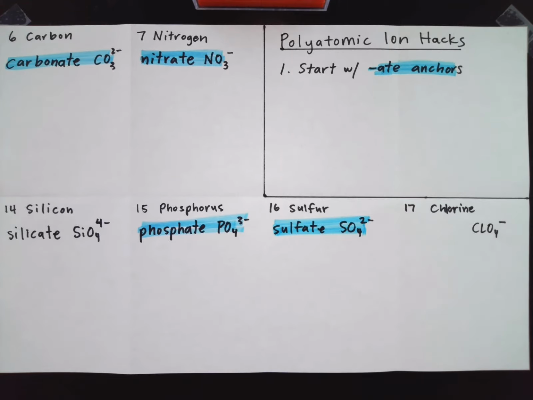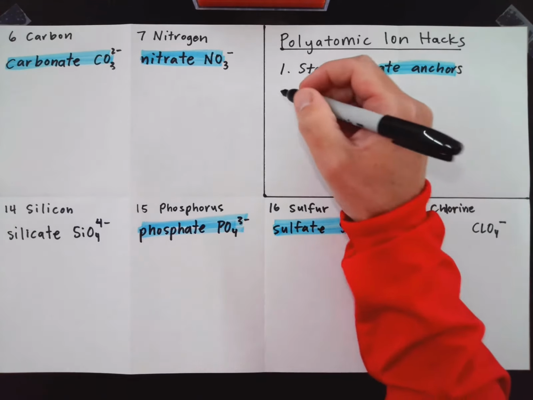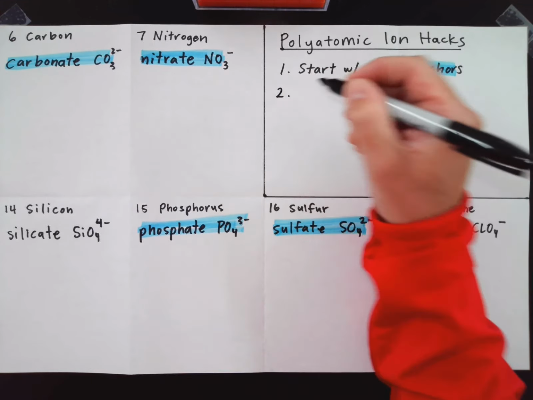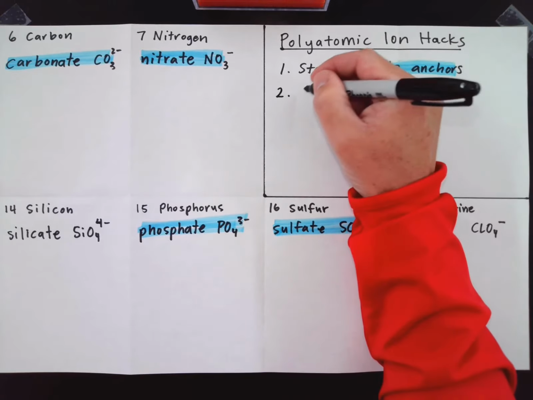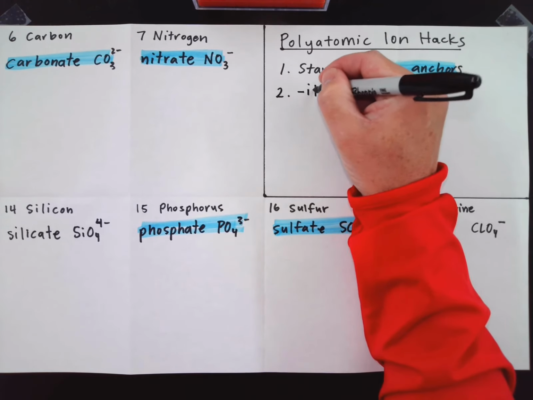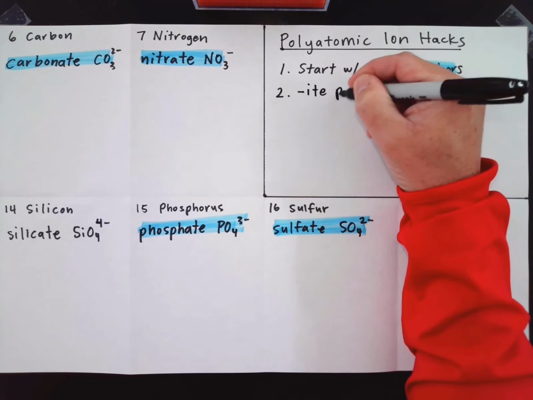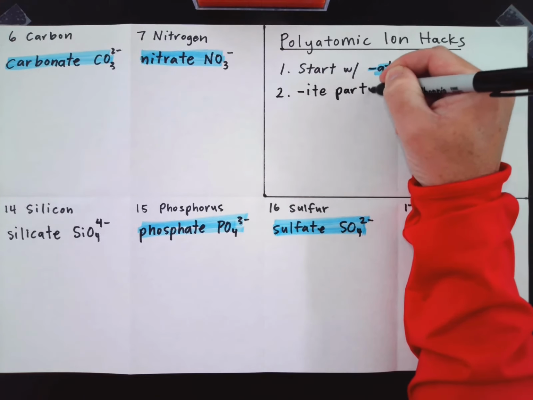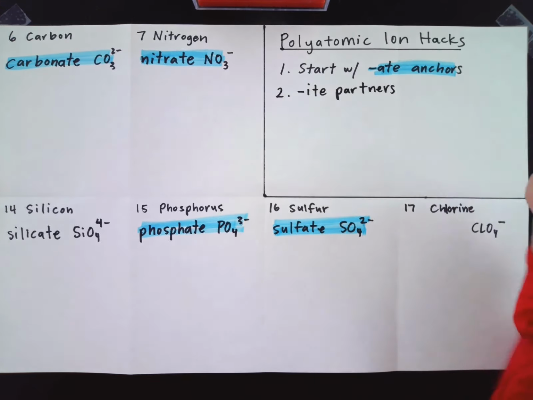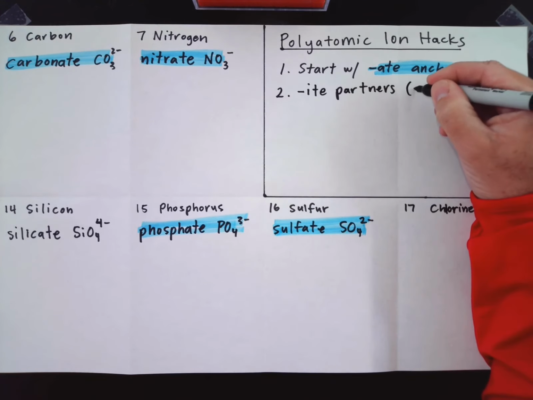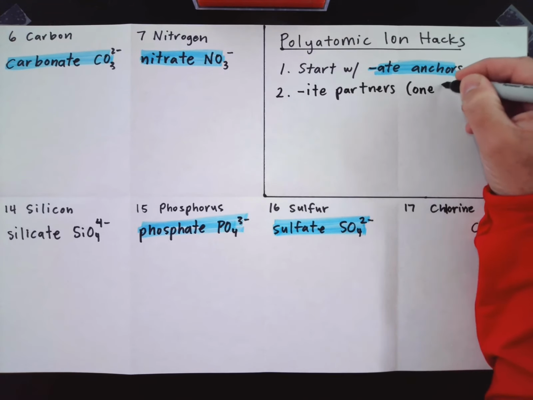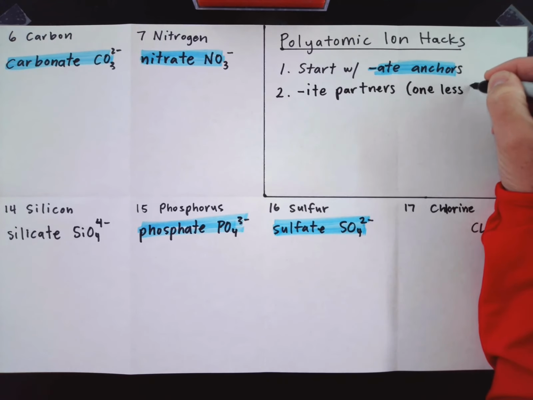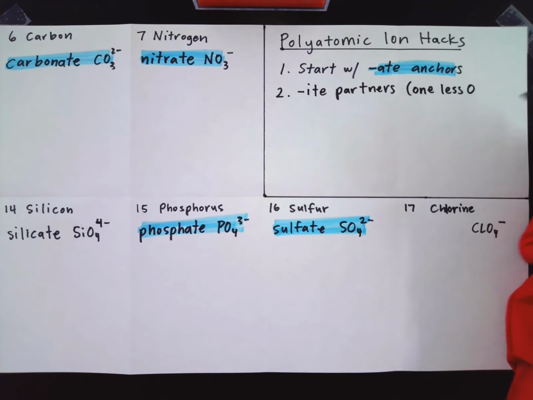Again, if you know those four, you can build a lot just based on patterns from there. So my next part of the hack is to do the ite partners. And to do an ite partner, you always have one less oxygen but the same charge.